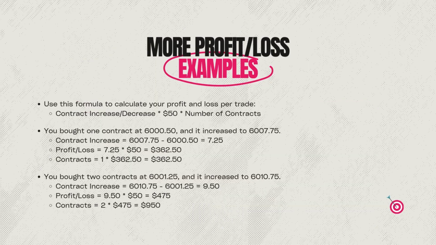So let's look at some more examples. Here's a formula you can use to calculate your profit and loss per trade. First, you look at the contract increase or decrease amount, meaning where you bought it versus where it ended up. Then you multiply that by 50, because for every dollar or every point, you gain $50. And then you multiply that by the number of contracts. So far we've been talking in terms of you buying one contract, but based on who you're trading with and how much money you have in your broker account, you can buy as many contracts as you want.